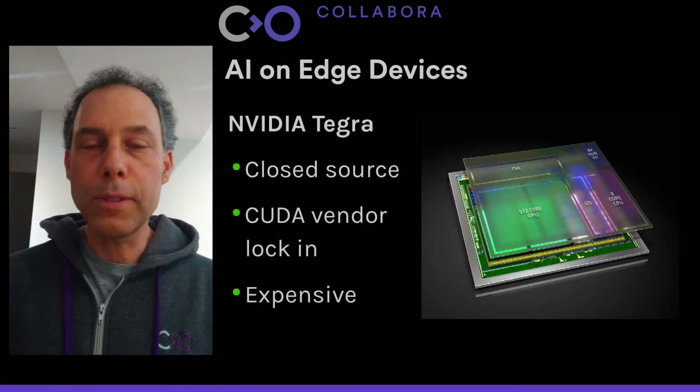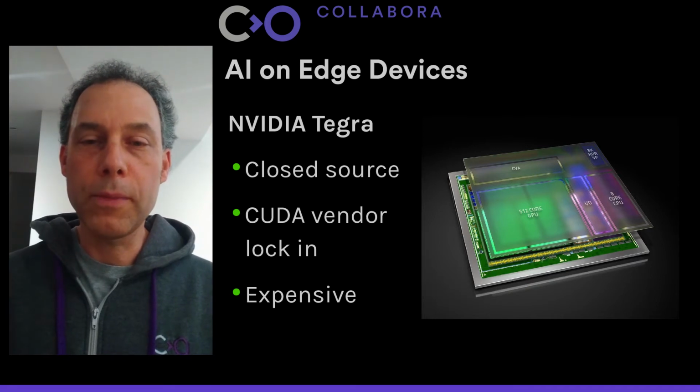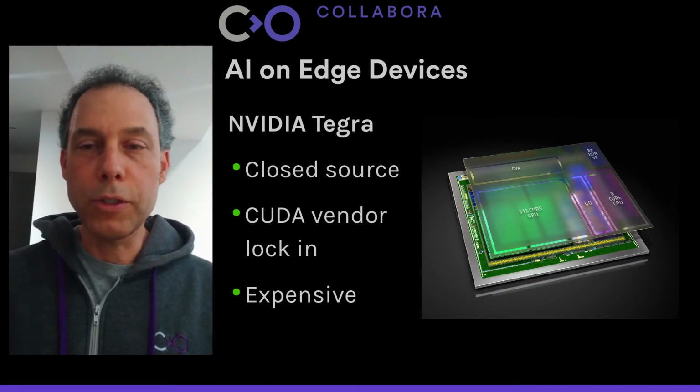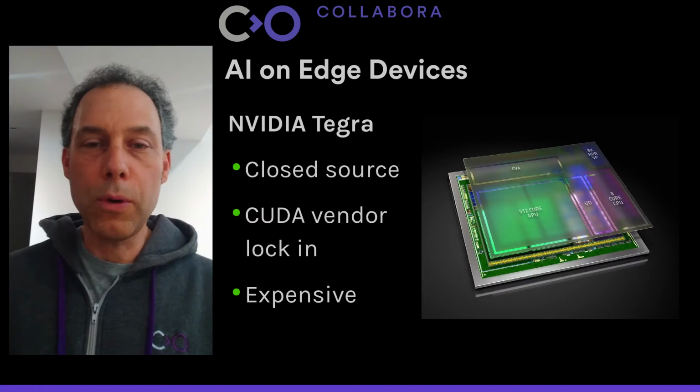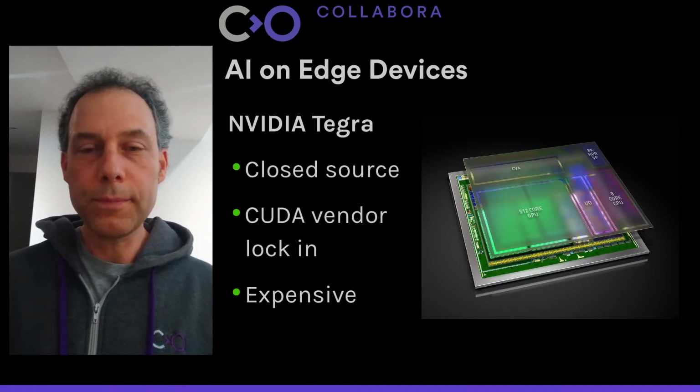Now, what types of edge devices are people using to do AI? So this is the Nvidia Tegra, the Xavier version. This is a popular solution for people. This has an 8-core ARM CPU and 512 CUDA core GPU.